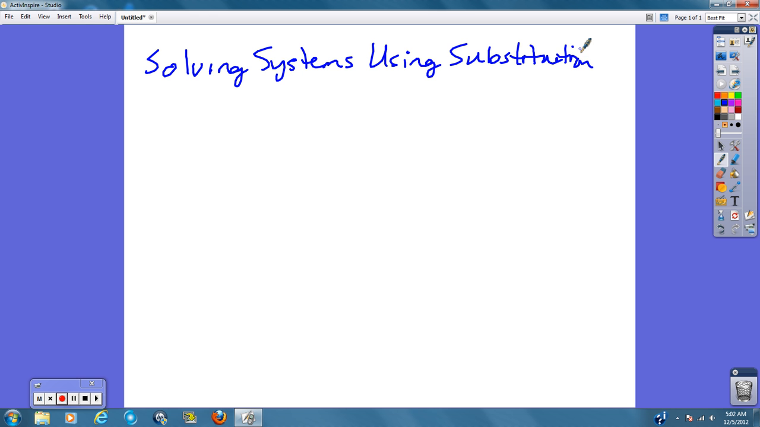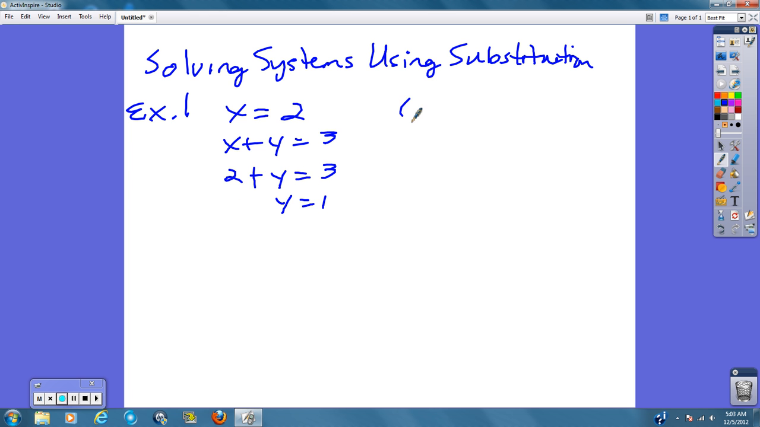So we're going to start off really simple. I'll be honest, I love to use substitution if it's already set up for that. Example 1: if I gave you x equals 2 and the other equation is x plus y equals 3, you just replace x. So you would have 2 plus y equals 3, and then you basically have y equals 1. Keep in mind you need to write these as ordered pairs, so it would be (2, 1).